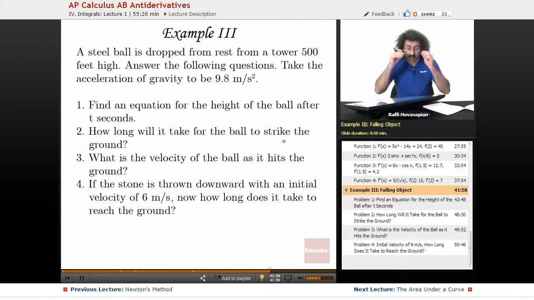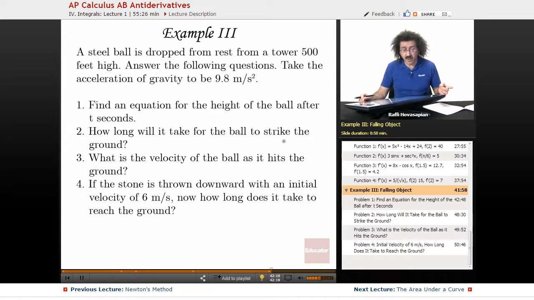A practical problem here. A steel ball is dropped from rest from a tower 500 feet high. Answer the following questions. Take the acceleration of gravity to be 9.8 meters per second squared. Okay, so the first thing we want to do is find an equation for the height of the ball after t seconds, after I've dropped it.